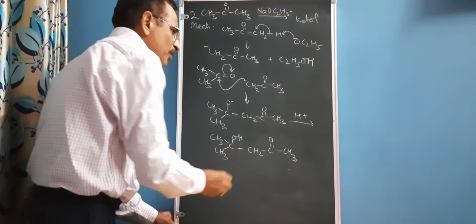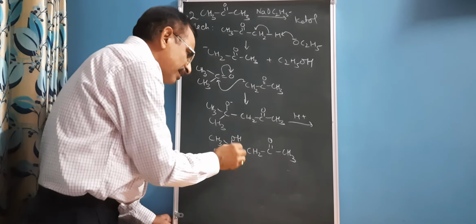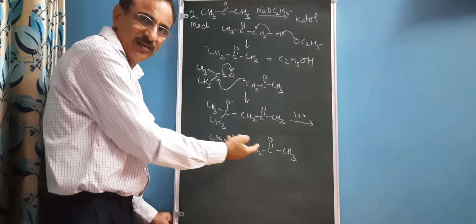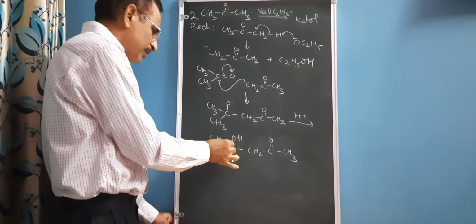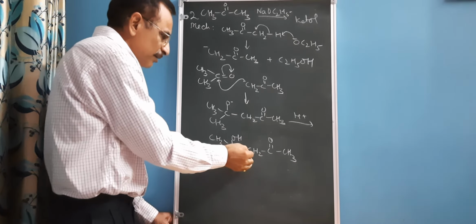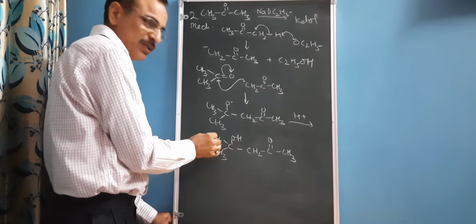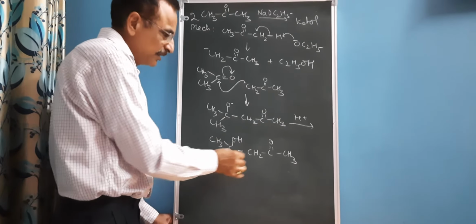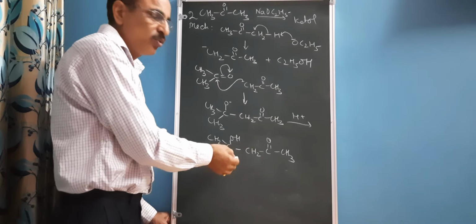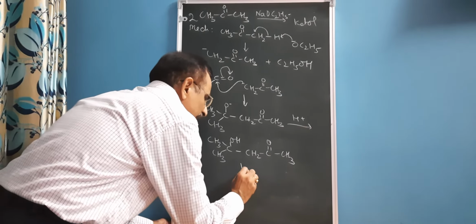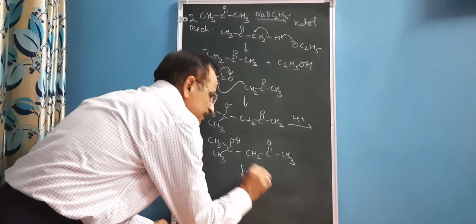Ketol is formed. But as soon as the ketol is formed, on heating it again loses a water molecule, as it is unstable. Here again, adjacent to this carbon atom containing the OH group, we have 3 carbons, 1, 2, 3. At these 2 carbon atoms, 3 hydrogens are there. Here, 2 hydrogens.